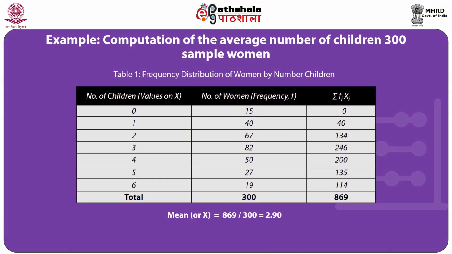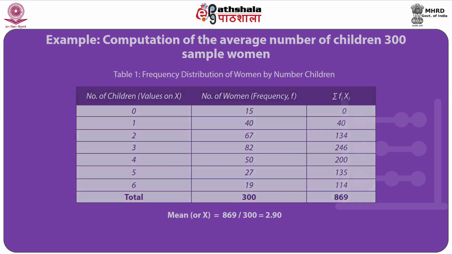The table below is the computation of the average number of children of 300 sample women, and the frequency distribution of women by number of children they have is presented. The mean is the total of 869 divided by the number of women 300, which is equal to 2.90, the average number of children the woman has.